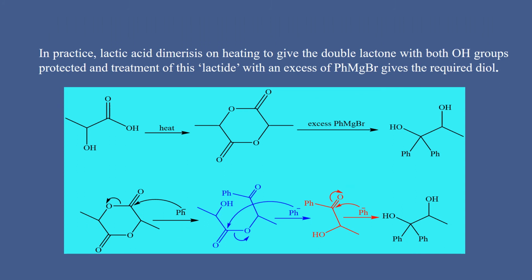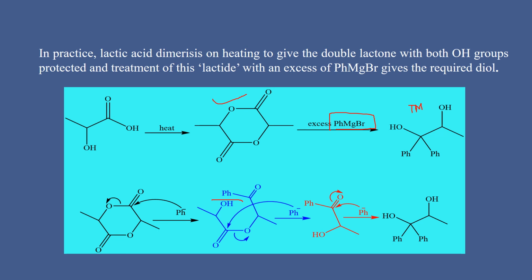In the synthesis, in practice, lactic acid when heated is dimerized. It is a dimer of lactic acid. When it reacts with excess phenyl magnesium bromide, the target molecule is obtained. Here it is, the mechanism. When phenyl, which behaves as an anion, attacks on this carbonyl, then this bond is broken down. It is converted into alcohol, and a phenyl is attached to this carbonyl compound.